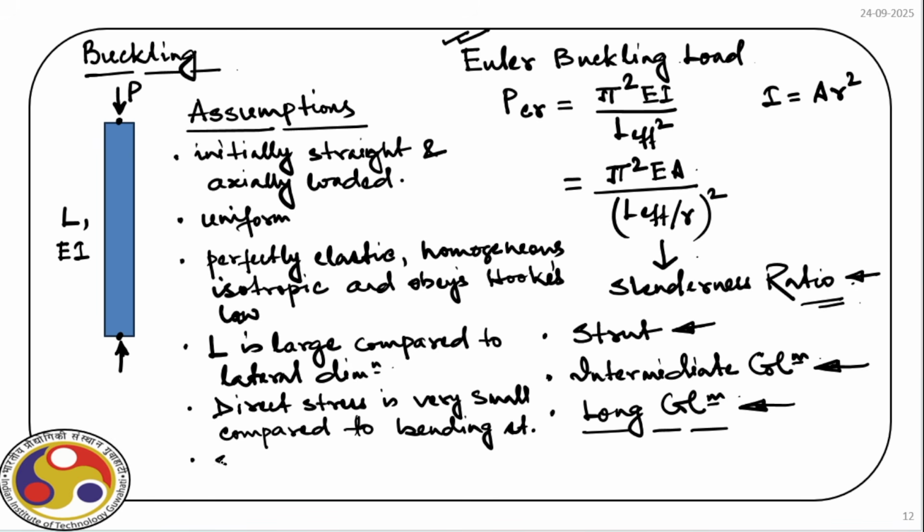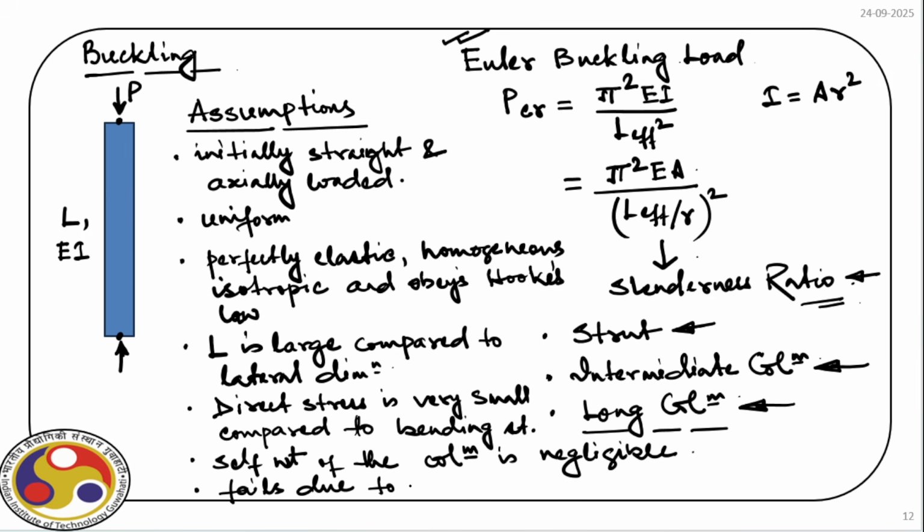Then self weight of the column is negligible, so it is small, okay, or negligible. And it fails due to buckling. So these are the assumptions we have for this column buckling, right? Okay.